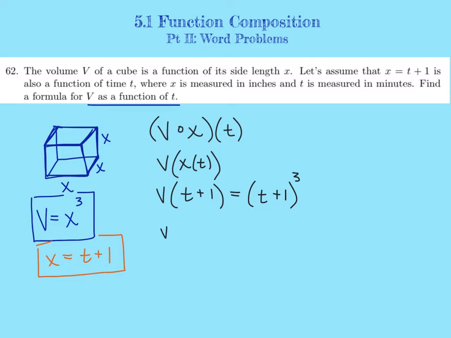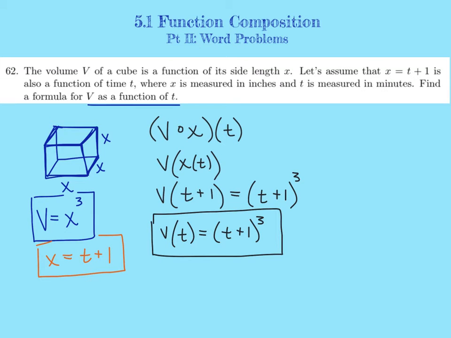Now this is sufficient to write v of t. It could be t plus 1 quantity cubed. You could go ahead and cube that out if you'd like, but this is great. We now have volume in terms of t, whereas from the start here, I'll rewrite this, we only had volume in terms of x. So function composition allowed us to get volume in terms of t instead.